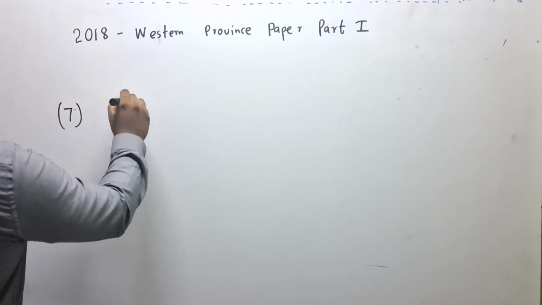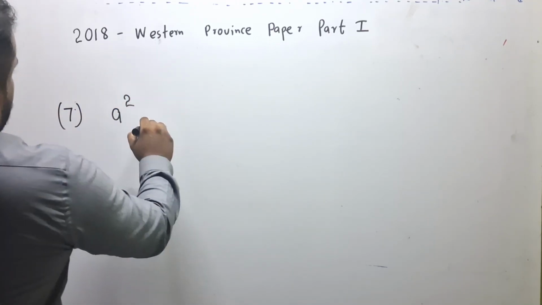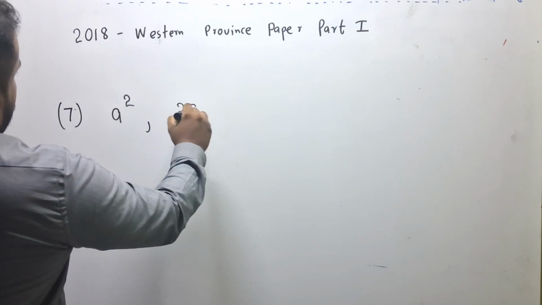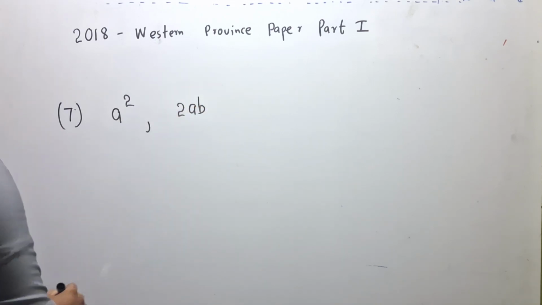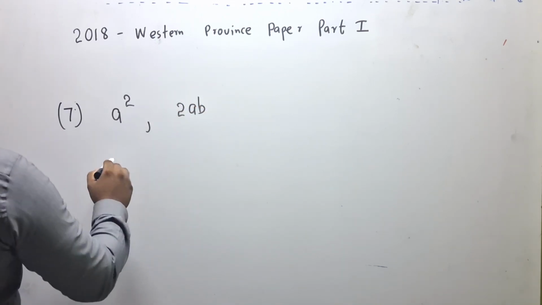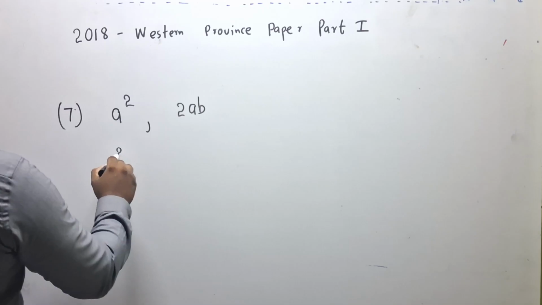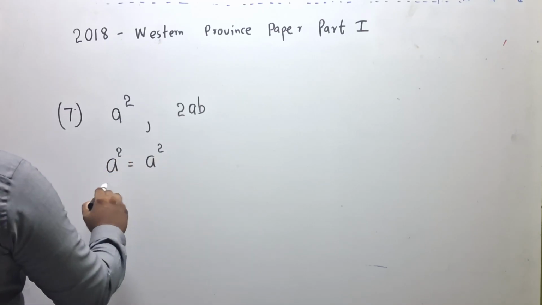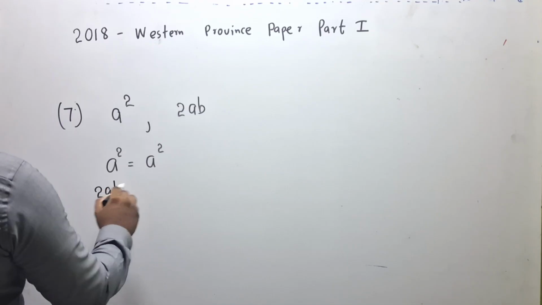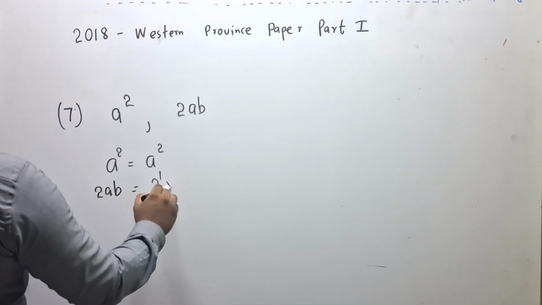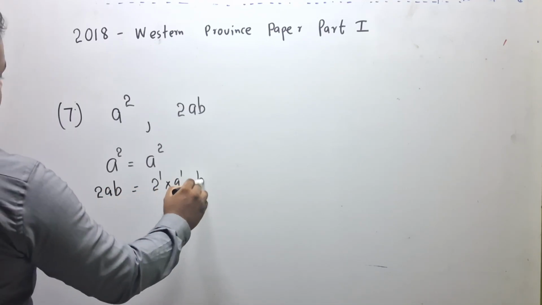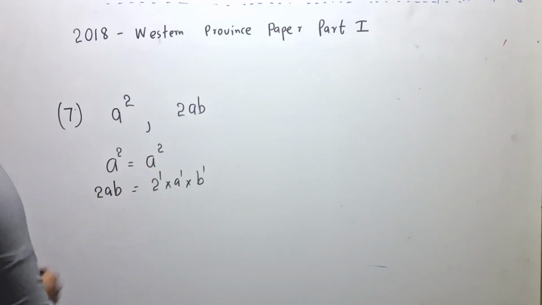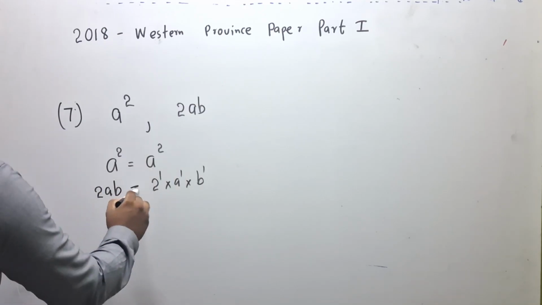a squared, 2ab. Okay, we can use two methods. One method is write a squared and from the powers it's a squared, 2ab. From powers it's 2 to the power 1 times a to the power 1 times b to the power 1. We are choosing the highest powers.